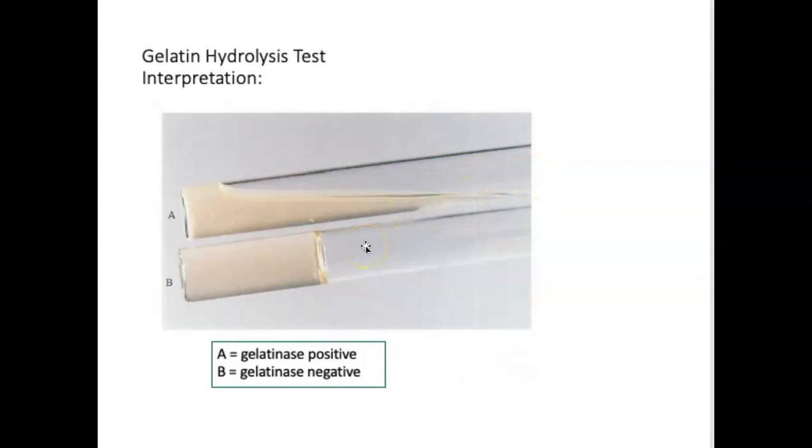So after it's been inoculated and incubated on the counter at room temperature, upwards of 7 days, if the medium remains solid, you know that is a negative gelatin hydrolysis test. If the medium turns into a liquid, you've got a positive gelatin hydrolysis test.